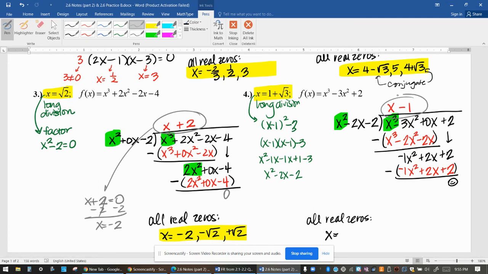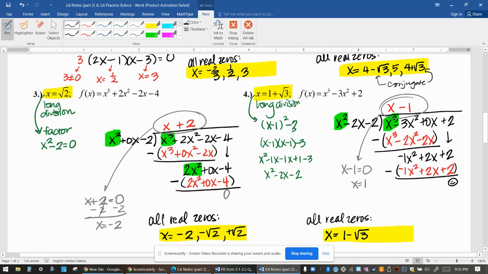So to find that last 0, I'm going to set x minus 1 equal to 0, and I get a 0 of 1. All right, so we have a 0 of 1 plus root 3. You have to know that if 1 plus root 3 is a 0, then so is 1 minus root 3. Okay. So we've got 1 minus root 3, 1, and 1 plus root 3. That's all the zeros written in numerical order.